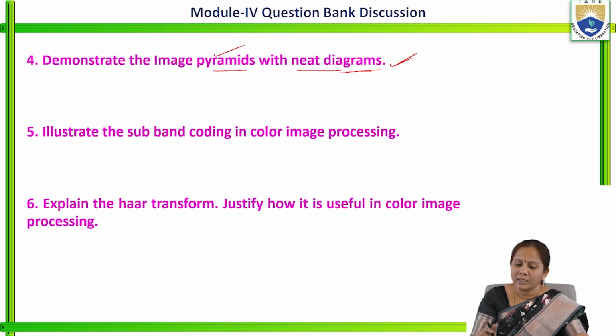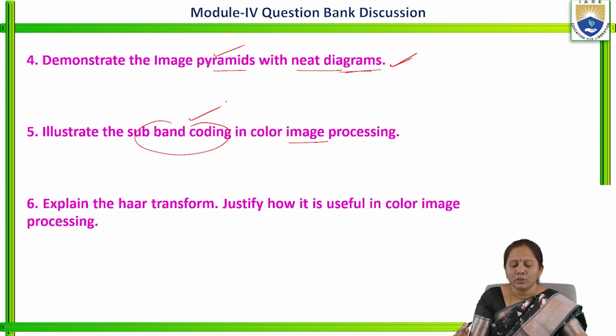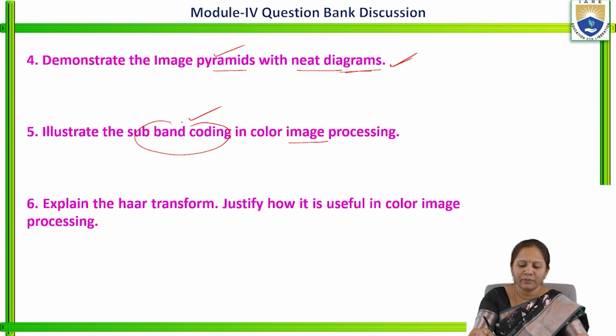illustrate the subband coding in color image processing. So this topic is related to subband coding. Already in the previous sessions we have discussed this subband coding, like the two-band filter bank, and also we have seen the 4-band filter bank. After discussing these different types of subbands, we have also learned how to draw the spectrum for such cases.